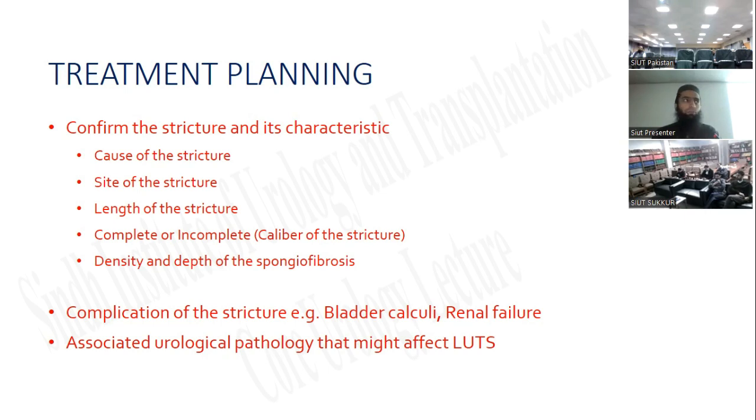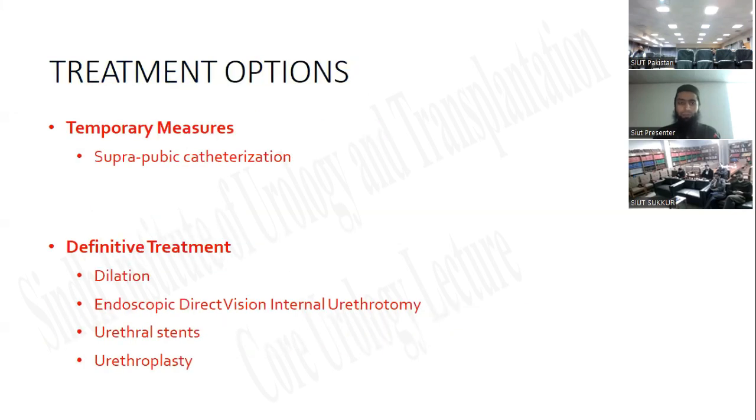It can cause vesical calculus formation, and in most of the patients, when they are chronically voiding with straining, but the urine is accumulating in the bladder, they might affect the upper tract and they might lead to renal failure. And it can also be associated with some other pathologies which also cause lower urinary tract symptoms. What are the temporary measure and definitive measure?